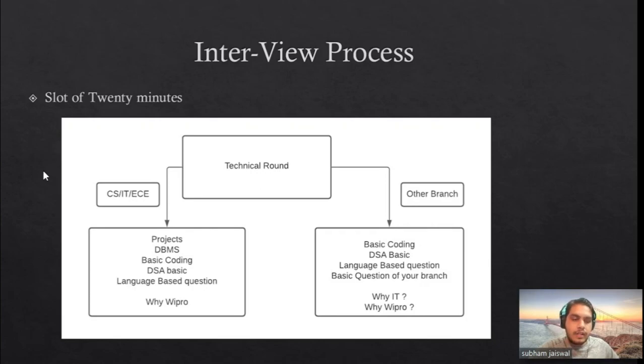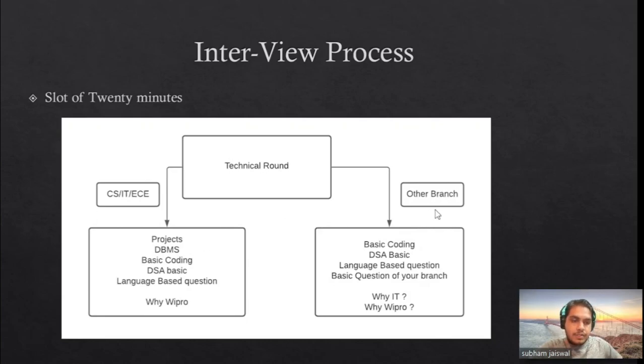Now after clearing the first round, there will be an interview process. For each candidate, there will be 20 minutes allocated, and the technical round will take place in two ways. If you are from a computer science background, CS, IT or EC branches, then most of the questions are from the project you have done. Some basic questions on DBMS, and some basic questions on coding can be asked, like code for palindrome, code for sorting, code for binary search. And then why Wipro? Why not Infosys? Why not TCS?